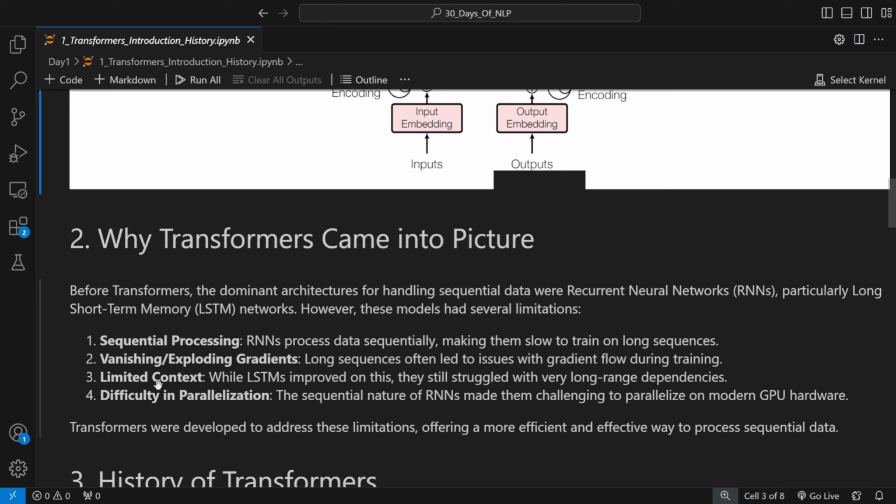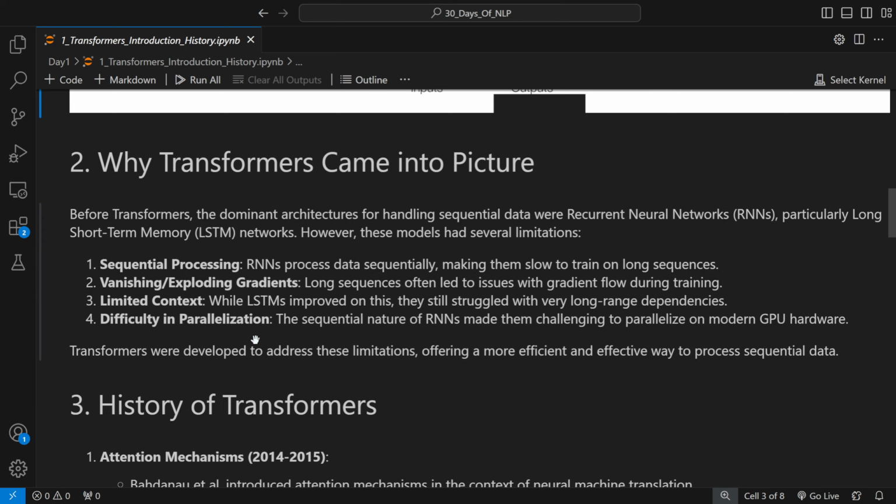That was a feature in transformers because of the parallel attention, but it is not the case with LSTMs. And then there is the issue of parallelization difficulty. You can't parallelize with RNNs. Modern GPUs can be used to their fullest potential with the help of parallelization, but RNNs unfortunately couldn't do that. So transformers were developed to address these limitations, offering a more efficient and effective way to process any data which is sequential in nature.